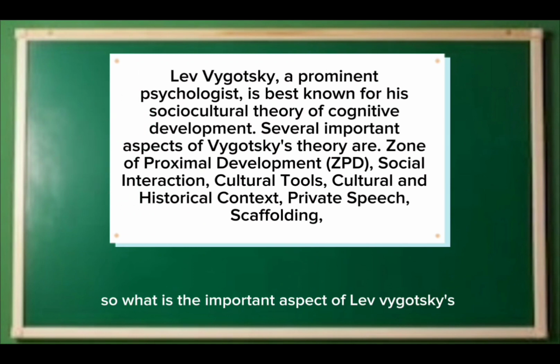What is the important aspect of Lev Vygotsky's sociocultural cognitive theory? Lev Vygotsky, a prominent psychologist, is best known for his sociocultural theory of cognitive development. Several important aspects of Vygotsky's theories are the zone of proximal development or ZPD, social interaction, cultural tools, cultural and historical context, private speech, scaffolding, and cultural-historical activity theory.